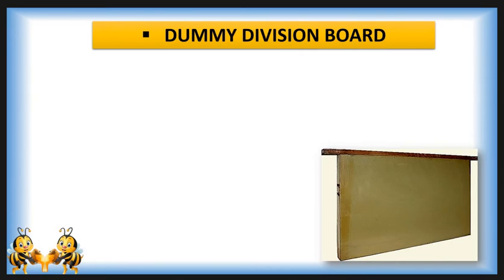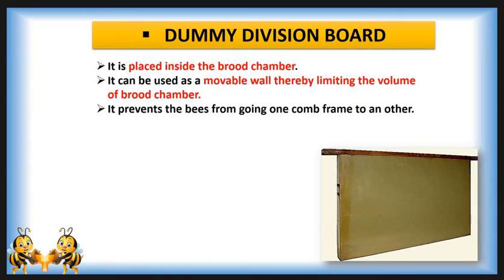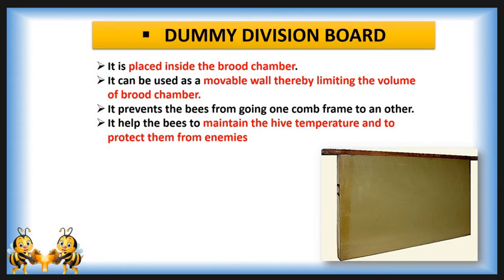Then the dummy board or division board. The dummy or division board is a wooden board placed between comb frames. It is placed inside the brood chamber. It can be used as a movable wall, thereby limiting the volume of the brood chamber. It prevents the bees from going from one comb frame to another. It helps the bees to maintain the hive temperature and to protect them from enemies.